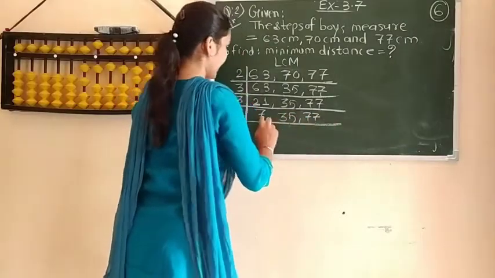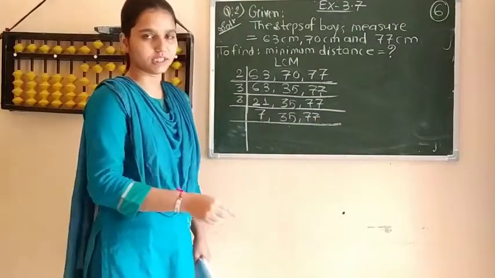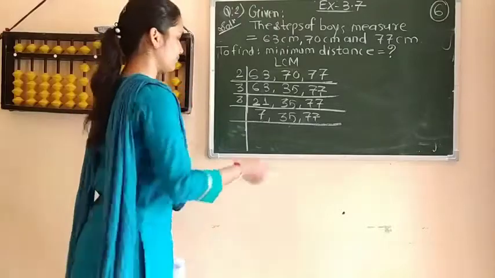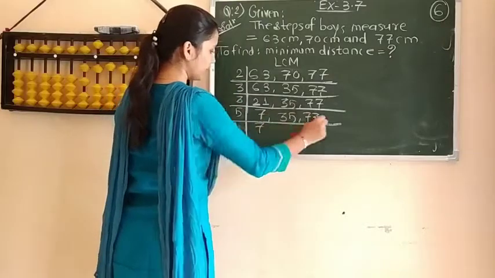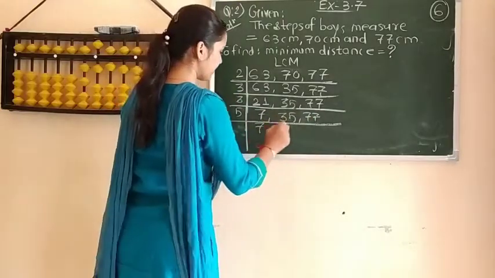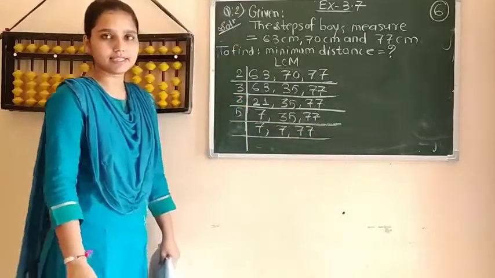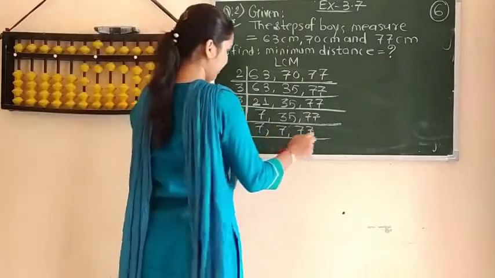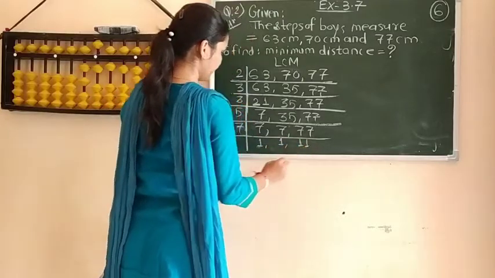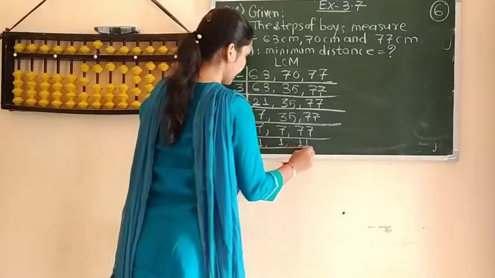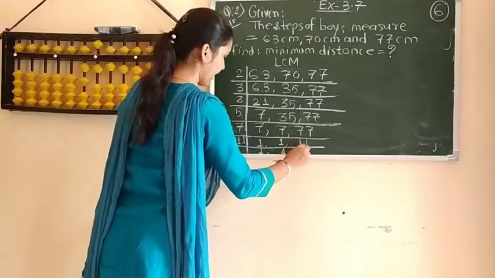Now again, is any of them divisible by 3? No. After 3, what is the next prime number? 5. So we are going to check for 5. Yes, 35 is divisible by 5. So write down 5 here and write down the remaining two numbers as they are. 5 sevens are 35 and this 77 as it is. Now all three are exactly divisible by 7, not by 5. So 7 ones are 7, 7 ones are 7 and 7 elevens are 77. At last only 11 is remaining and it is also a prime number. So divide by 11, and we get 1, 1 and 1.